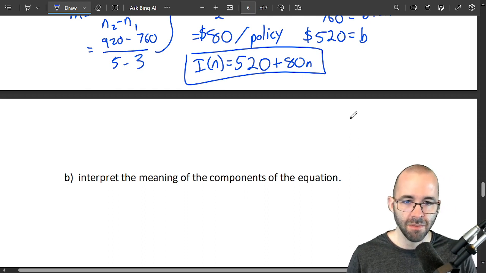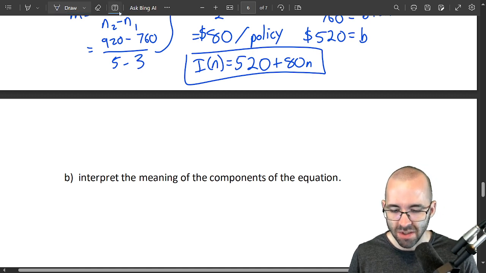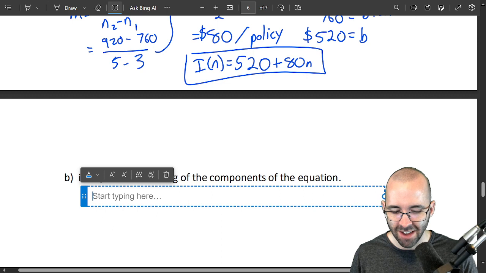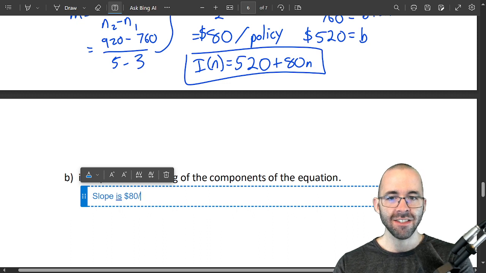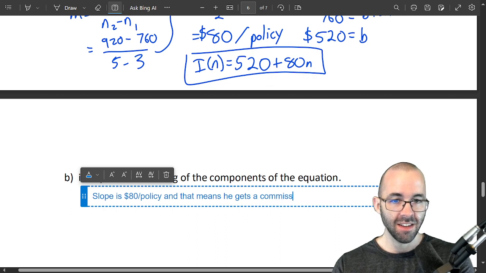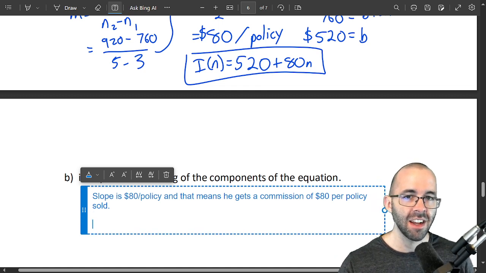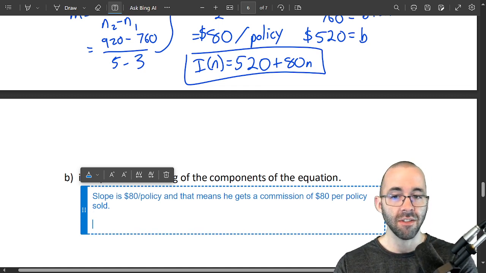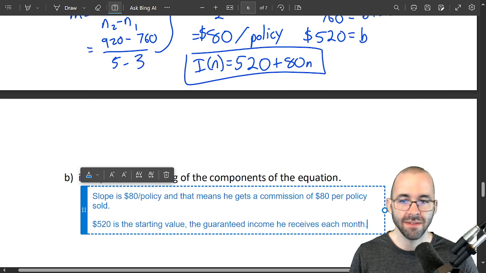Interpret the components meanings for this equation. Well, we kind of already did, but let's do it more precisely. I'm going to be a little lazy. I'm going to type it. Okay. So the slope, right, is $80 per policy. And that means he gets a commission of $80 per policy sold. Great. 520 is the y-intercept, or the starting value. Starting value, it's the guaranteed income he receives each month. All right. Here you go.